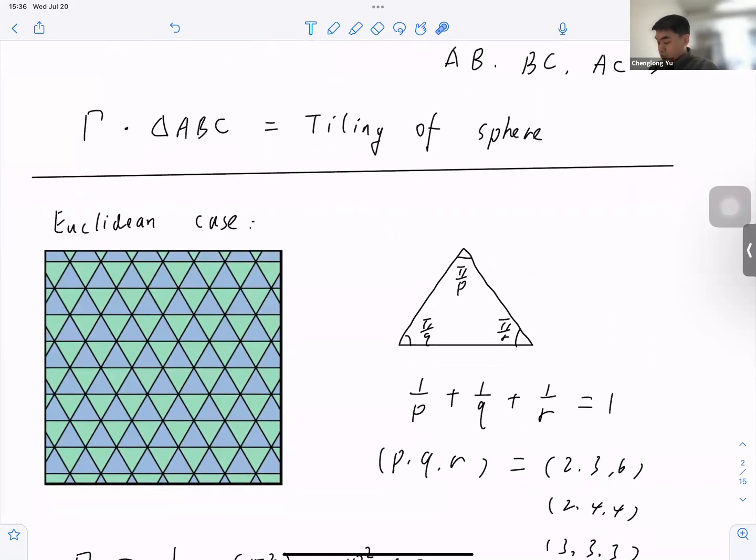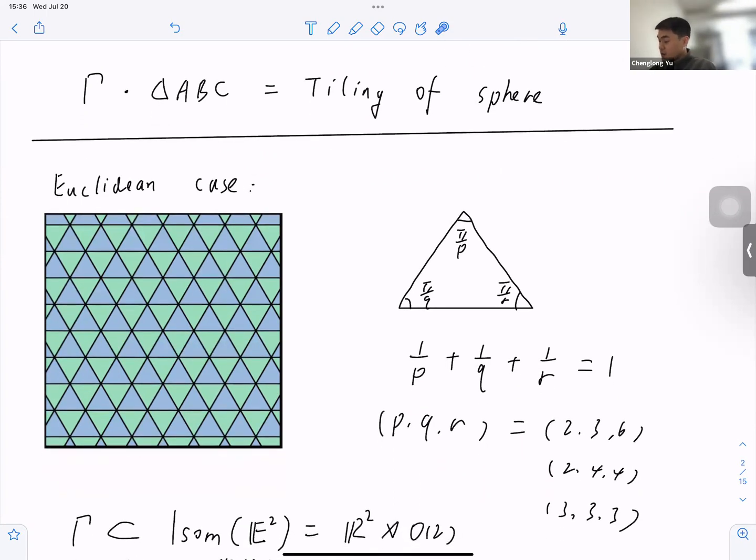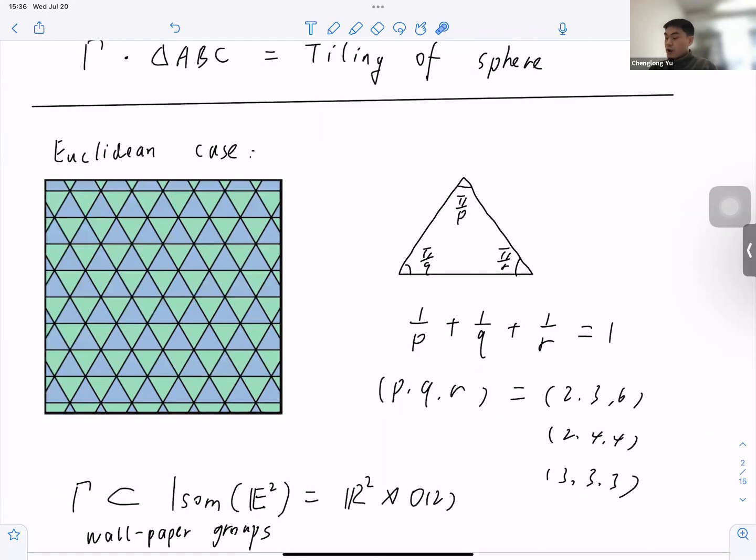And in general, we can use some triangle whose angles are pi over p, pi over q, and pi over r, with the sum equal to pi. There are exactly 3 solutions for this equation. And the corresponding group generated by the reflections with respect to those straight edges will form a discrete subgroup of the isometry group of the plane.